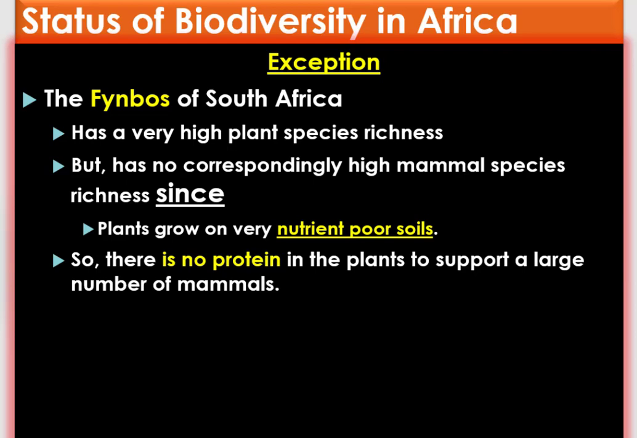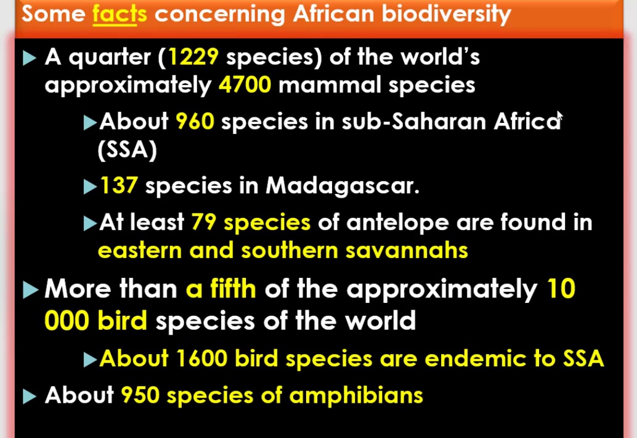But there is one important exception. Parts of South Africa have a very high plant species richness, but do not have correspondingly high mammalian species richness. This is the fynbos of South Africa. The fynbos has a very high plant species richness but no correspondingly high mammalian species richness. This is because plants grow on very nutrient-poor soils. So there is not enough protein in the plants' bodies to support a large number of mammalian species in the fynbos of South Africa.